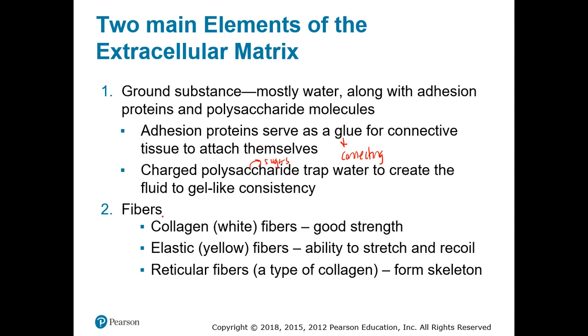The second thing, fibers. There are three major types that we talk about. There are collagen fibers, these are typically white, and these provide strength for the cell and the tissue. There are elastic fibers, these are generally yellow, and these allow different tissues to stretch and then recoil back to their shape. And then there are reticular fibers, and these help form the skeleton or framework of these different tissues.